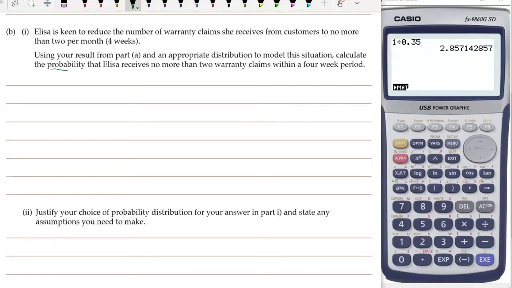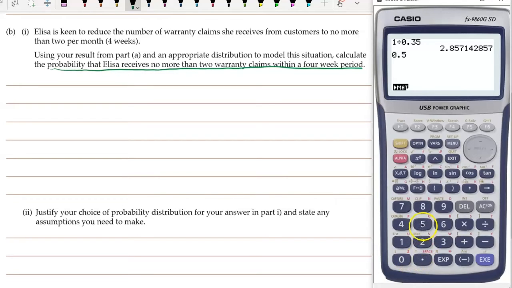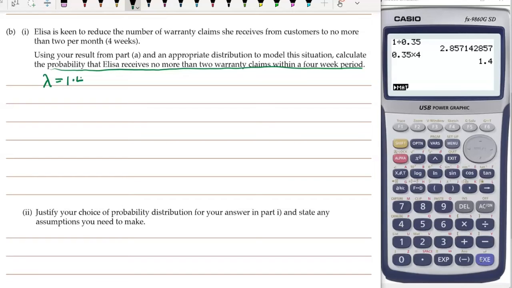Part B, we want the probability that she receives no more than 2 warranty claims within a 4-week period. So if we've got 0.35 per week, we can times that by 4 to get the average number that we expect in a 4-week period. So lambda, because I'm going to go on and use Poisson in a moment, is equal to 1.4 claims in 4 weeks is the average.